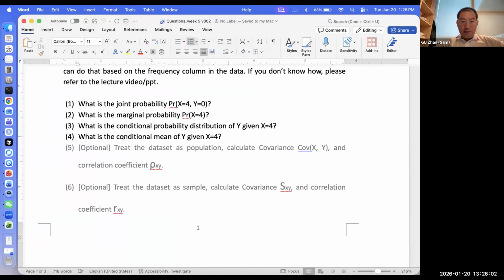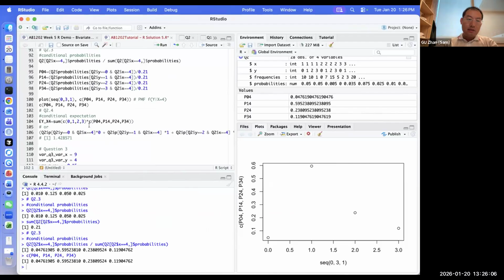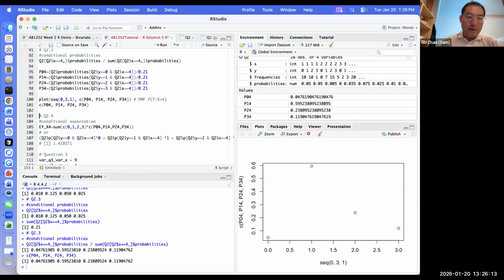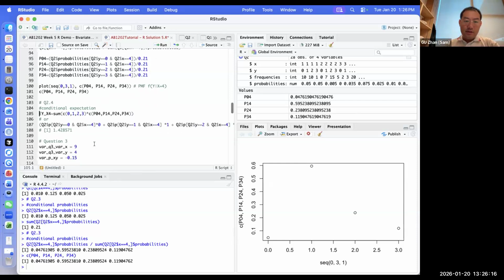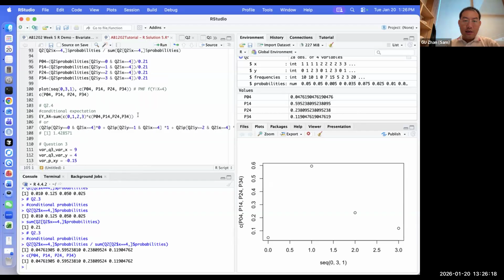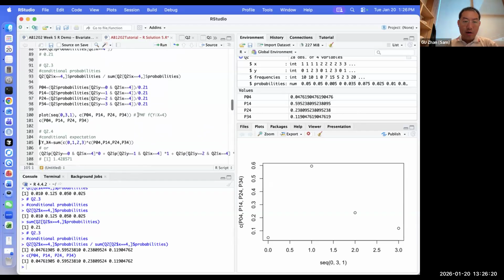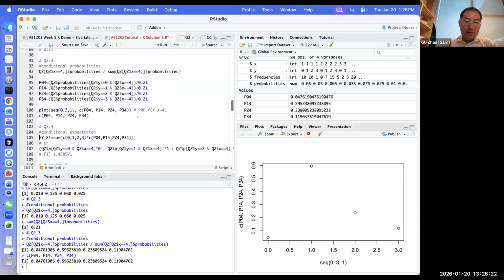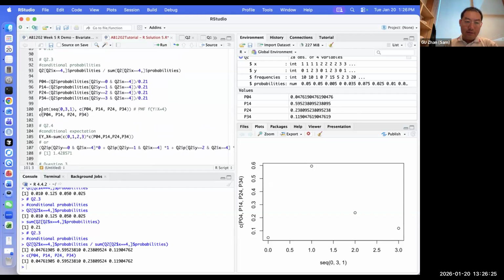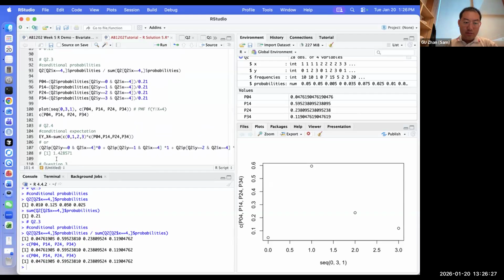2.4. What is the conditional mean of y given x equal to 4? What is the expected value of y when x equal to 4? So we use the y value times its corresponding probability. We have these four probabilities. Y equal to 0, 0.04. Y equal to 1, 0.59, and so on. So these are the four values.